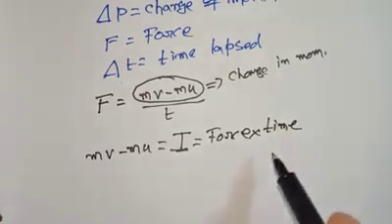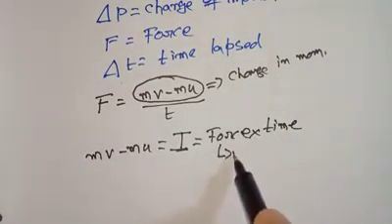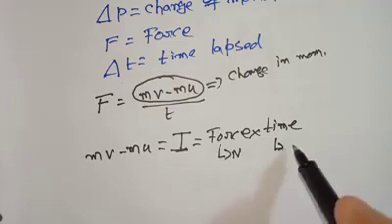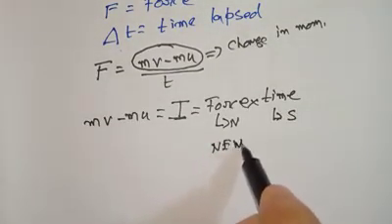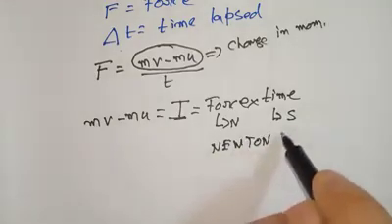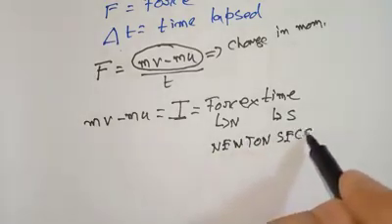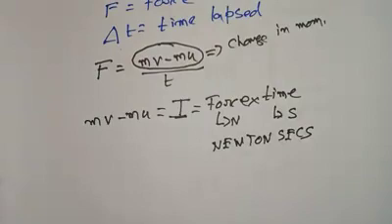And force multiplied by time is what unit? Force gives us Newton, time gives us second. So the impulse unit will be Newton seconds. It would be Newton seconds, right? So let me quickly demonstrate before we conclude the video.